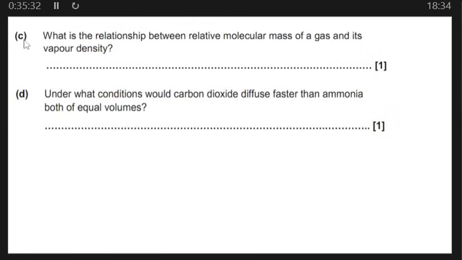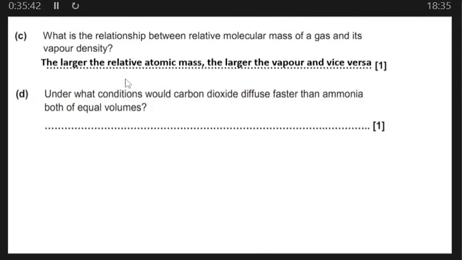Here they are saying, C, what is the relationship between the relative molecular mass of a gas and its vapor density? All right, so we are saying that the larger the relative molecular mass, the larger the vapor density, and vice versa. So here I should have said the vapor density, sorry.